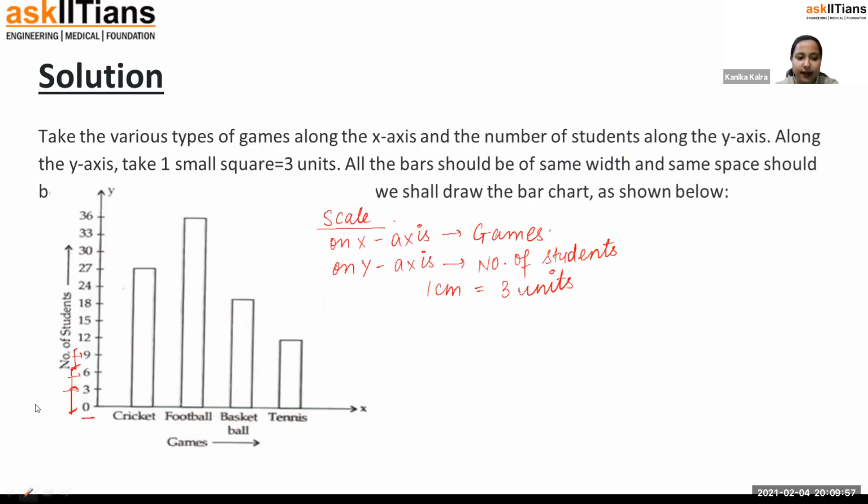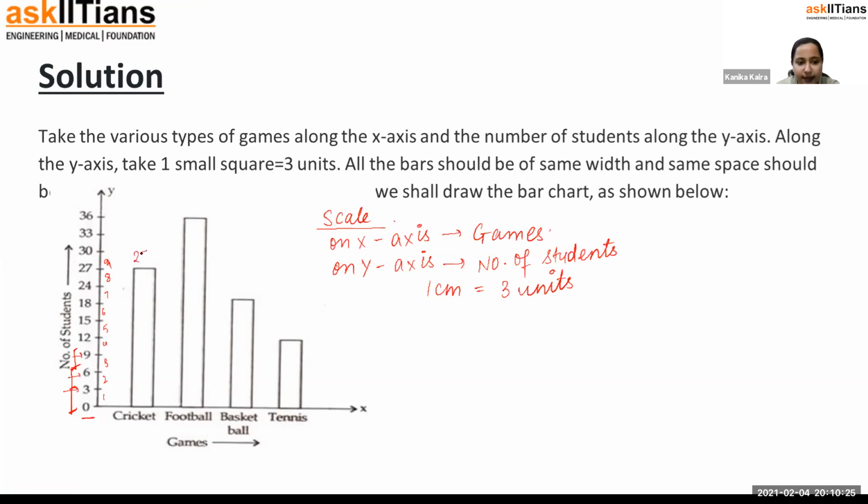As we can see that in cricket, 27. So number of boxes, 1, 2, 3, 4, 5, 6, 7, 8. It should be 9. Starting from 0, it should be 9. So this is the 9th value actually. All right. So in the same way, you can calculate the number of boxes and plot the graphs.